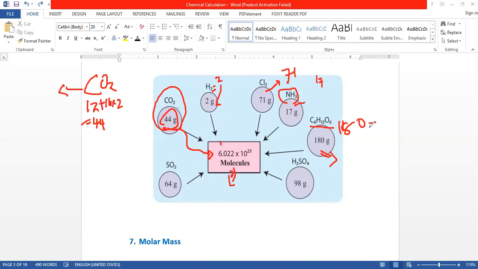Simply, I can say this is what? If you take 180 gram, this is also what? 1 mole. This is also 1 mole. 1 mole. If you take sulfur dioxide, SO2, 64 is the relative molecular mass. If you take 64 gram, it will have what? Avogadro constant. And that would be 1 mole.